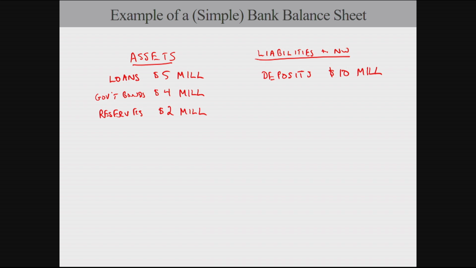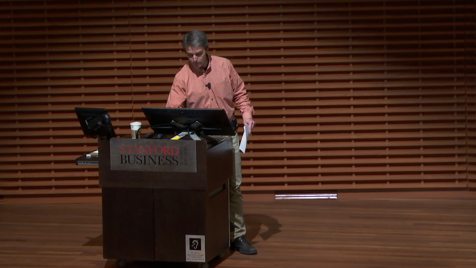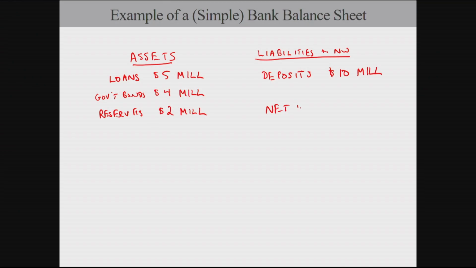Okay? So what's the net worth of this bank? What's that, Bill? 1 million? Can you say it more loudly? Yeah, 1 million, correct. Yeah, thanks, Bella. So the net worth of the bank is 1 million. They have assets of 11 million and liabilities of 10 million. Okay, so you can think of this as reflecting a simple bank balance sheet. Okay?